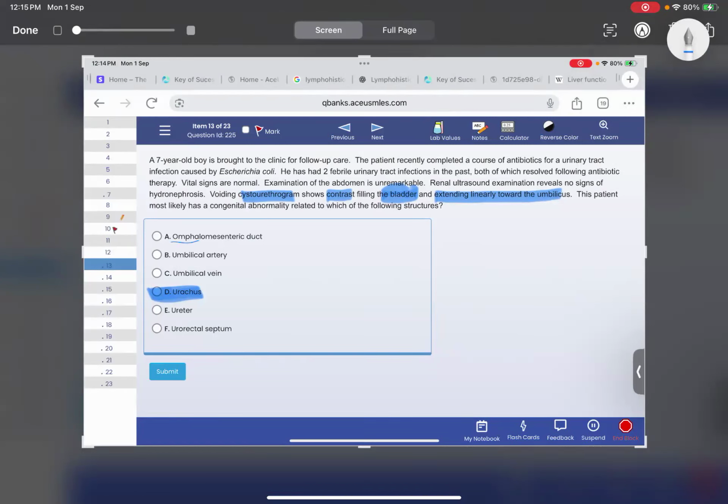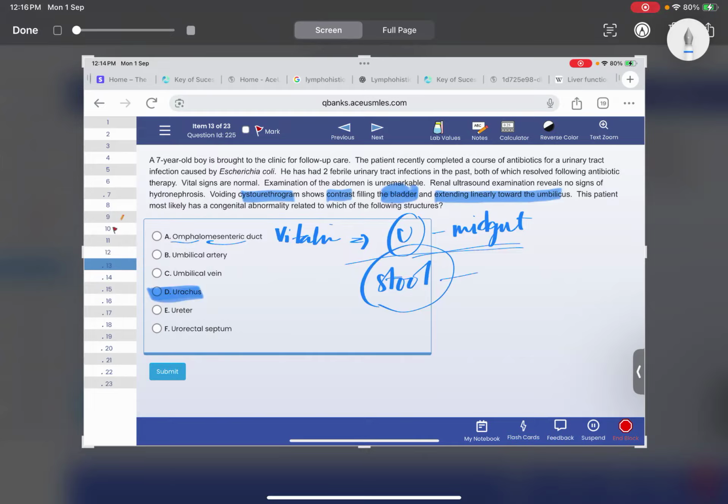So we will quickly explain the other options so you will understand. What is the omphalomesenteric duct? The vitelline duct. And what does it do, or where is it connected? It comes from the yolk sac, and it connects the umbilicus and the intestines, the midgut, right? So in case of such problems, we will have stool leaking from the umbilicus.